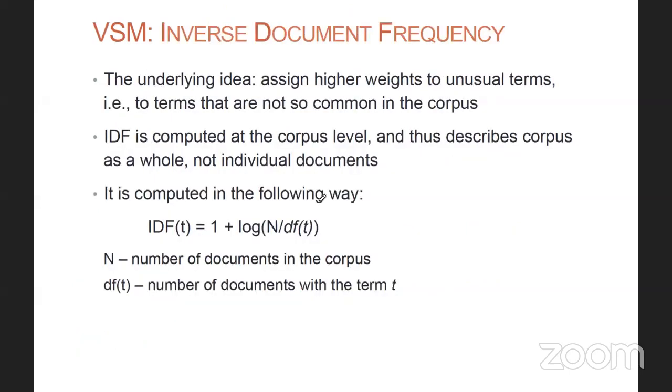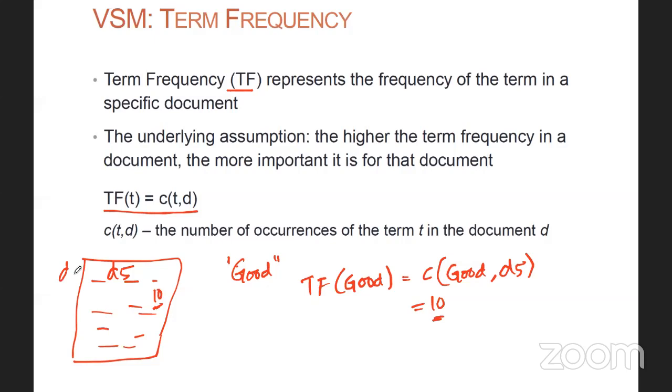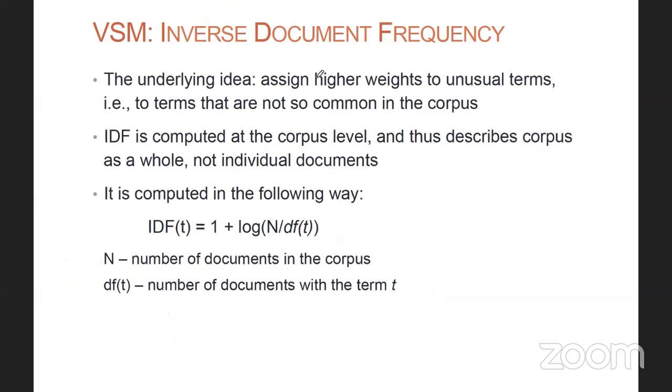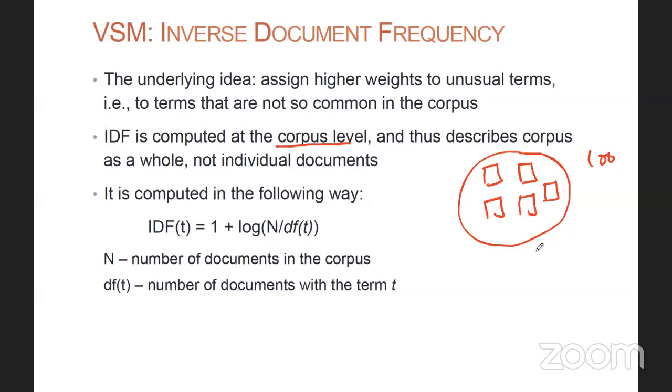Then the next method is inverse document frequency. While the term frequency is computed at the document level, the IDF would be computed at the corpus level. Let us see how we compute that. Let's say I have a corpus, and in this I have 100 documents: document 1, document 2, like this. Now again, I want to compute the IDF for a term called good. So the IDF of good.